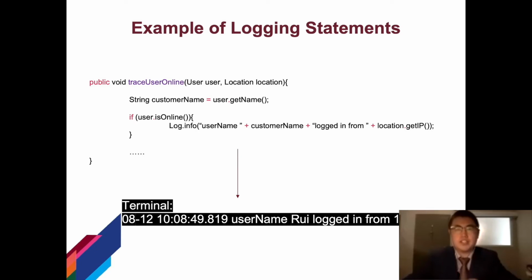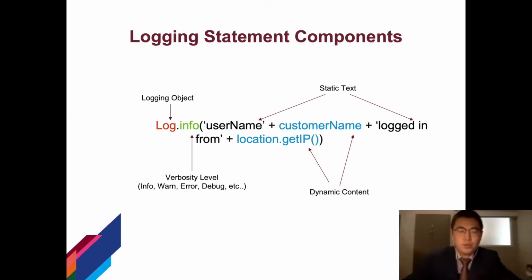Here is one example. It's one Java code snippet, and in this function, under the condition user is online, there exists one log statement. It has a username with variables custom name, plus login from, and here is one object and its member function get IP. In the terminal, we will see the date, the time, username, and someone logs in from the IP address. If we look at this log statement, we can find it has 4 components.